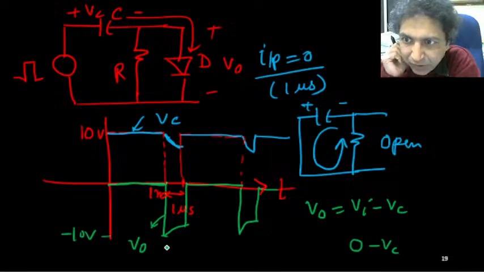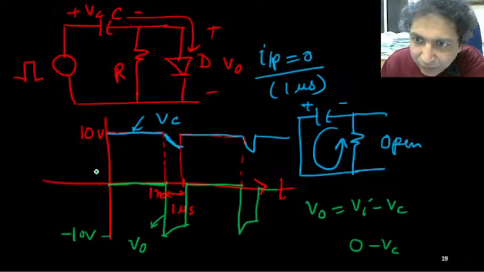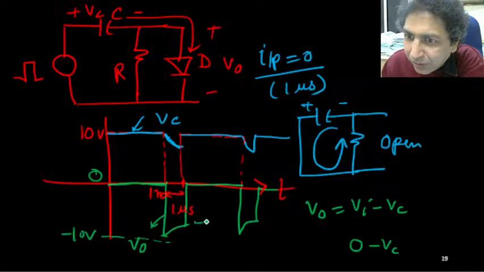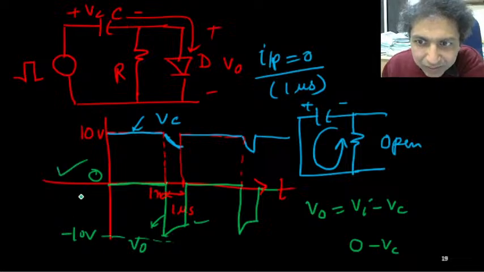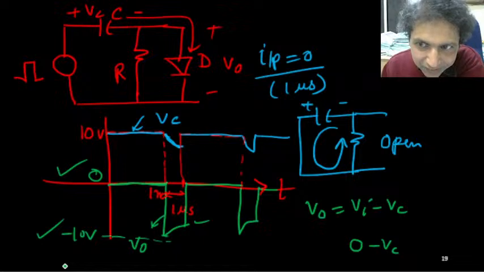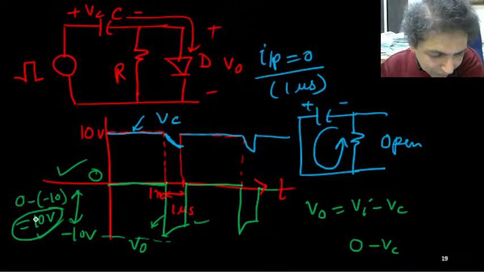So the output is V naught, that is shown in green, and it will vary from 0 volt to minus 10 volt. So this voltage is not required to calculate. The maximum voltage is 0, minimum voltage is minus 10. So the gap between these two is 0 minus minus 10, which is your 10 volt. And that is the answer.